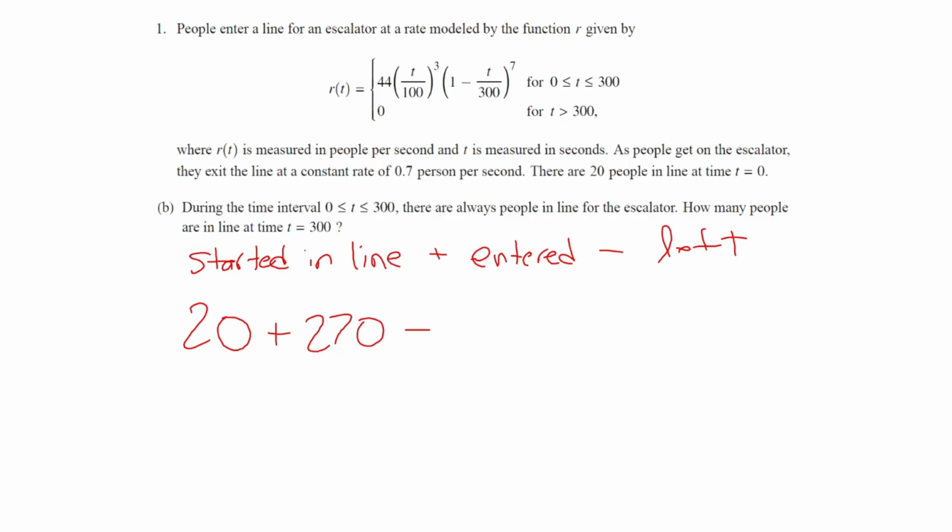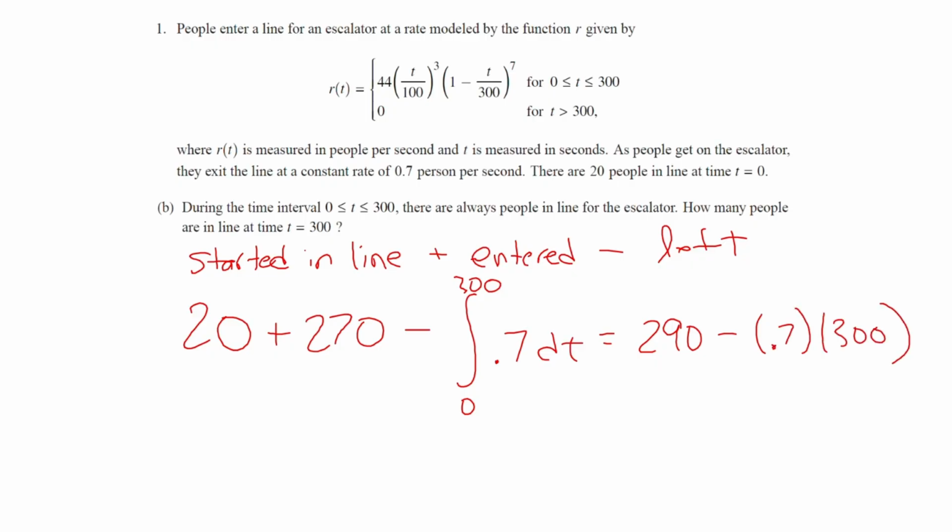The number that left the line is just going to be 0.7 per second. That's a constant rate. So you can either write it out as an integral of 0.7 dt from 0 to 300, but if we think about that, that's just 0.7 times 300. So really this is 290 minus 0.7 times 300. And 0.7 times 300 is 210. So we've got 290 minus 210, which is 80. We should have had 80 people in the line at t equals 300.